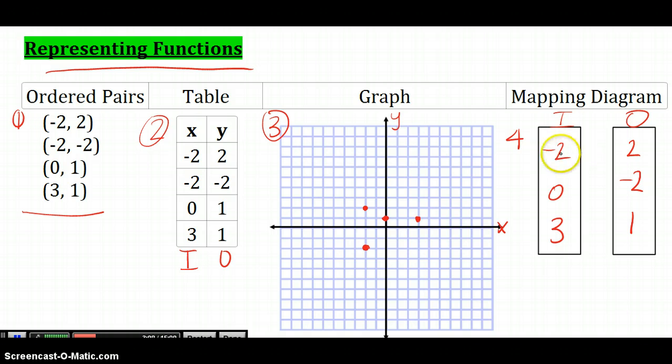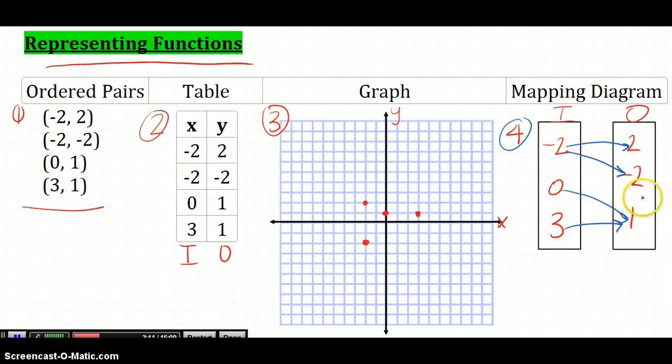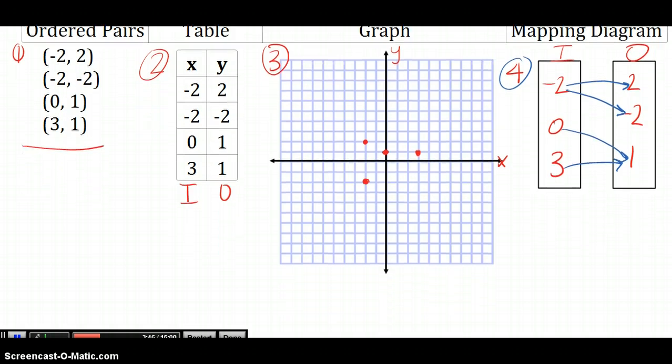So the mapping comes in connecting our inputs and outputs. In the table or the ordered pairs, you can look either way. I know that -2 is paired with 2, so I'm going to draw a line from -2 to 2. -2 is also paired with -2, so I draw that line too. My 0 is paired with the 1, and my 3 is also paired with the 1. So that is your mapping diagram, the fourth way to represent your relation.